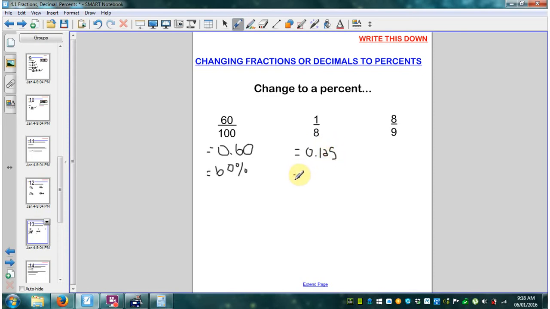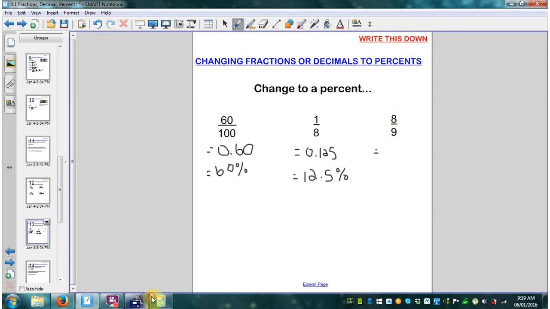So to change to a percent, I move my decimal 2 places to the right. 1, 2. So I'm going to have 12. My decimal is now in between the 2 and the 5, so 12.5. And add my percent sign, 12.5%.